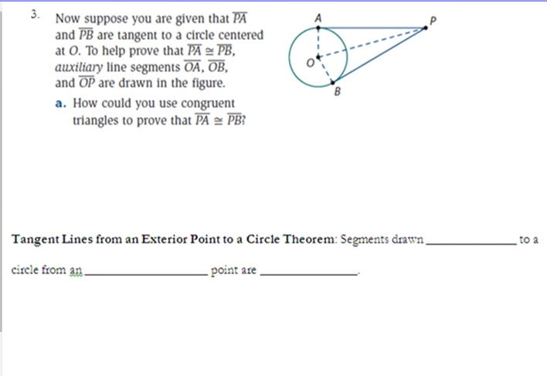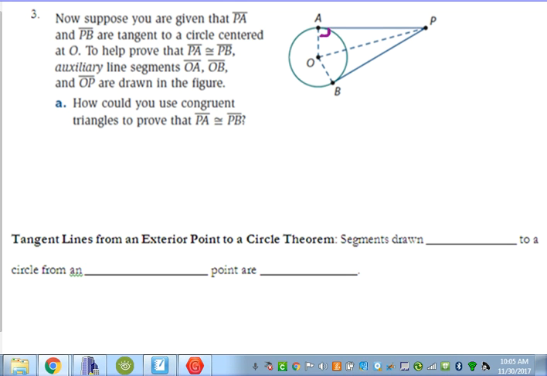All right, here we go. Let's keep going. Now suppose you are given that PA and PB are tangent to a circle centered at O. If they are tangent, what do we need to do? We need to come in here and put the right angles where they are tangent to the circle.